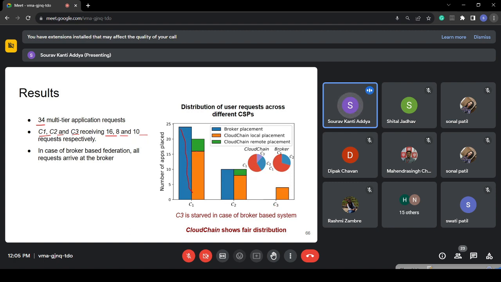But if you see our cloud chain placement, every service provider got some resources or VMs to be placed in their data center or their host. This green one is the remote placement, and this orange or yellow one is the local placement. As the C3 server's capacity is a little less, it was only able to do local placement, but not able to accommodate remote placement.